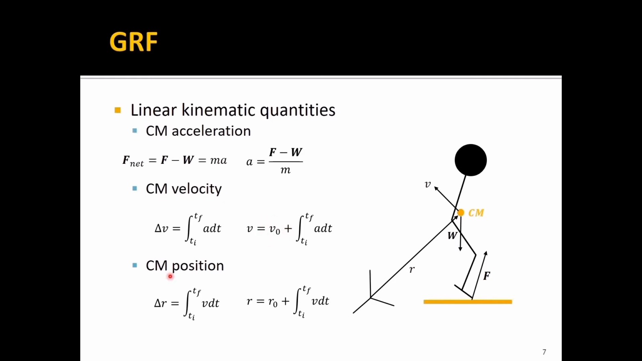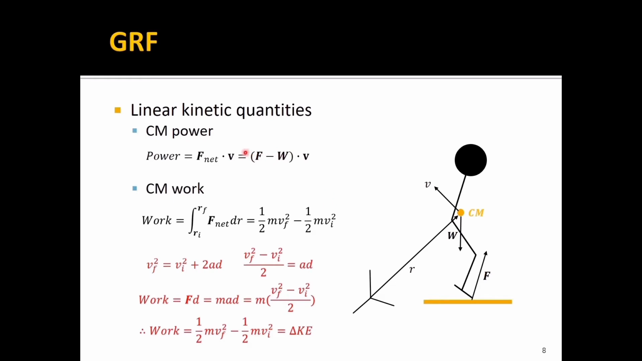And after that, we will also be able to calculate the center of mass position by taking the time integral of the cm velocity calculated. This calculation will give us a change in cm position, so we have to add the initial center of mass position to this change in the center of mass position, so that we'll be able to calculate the cm position.